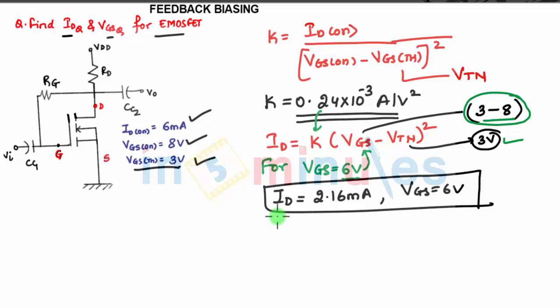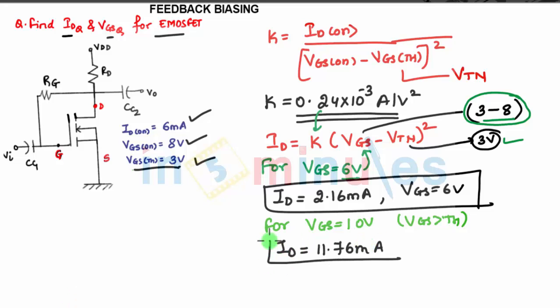Similarly, if I am finding for VGS equal to 10 volts, that is, in this case my VGS is greater than my threshold voltage VGS threshold, right? So in this case similarly I can find the value of ID as 11.76 milliamperes, right? So I've got the two values, and this is when your VGS is 10 volts.